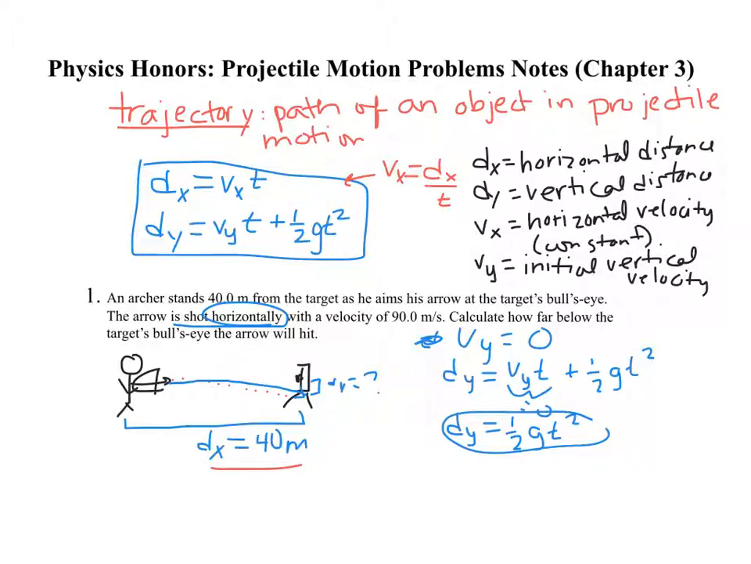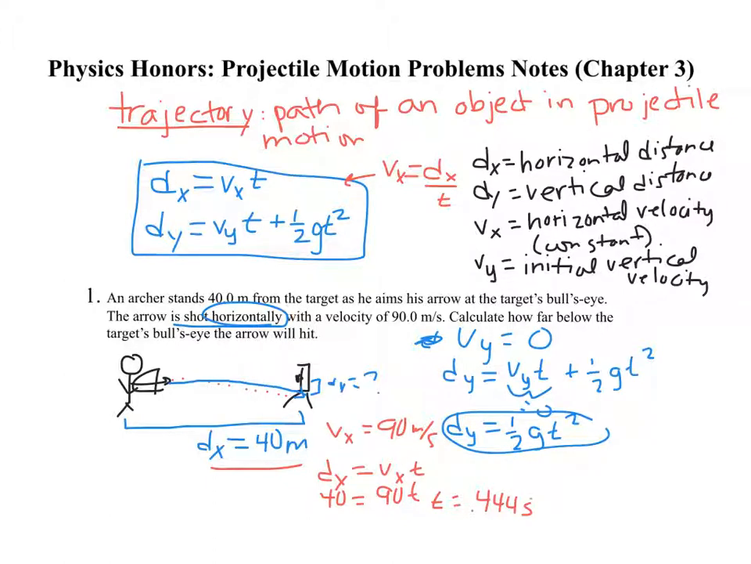We know that dx is equal to 40 meters, so I'm going to use that first equation up there. And we also know that our vx is equal to 90 meters a second. So they give us two pieces of really helpful information there, and those are going to help us find the time. So I'm going to get 40 equals 90t. My time is going to be 0.444 seconds. So that's a helpful piece of information.